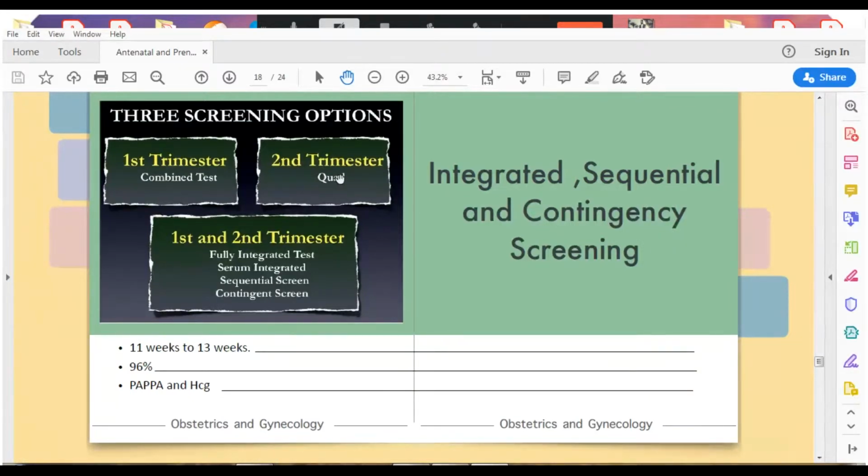So in the second trimester, they just opt for checking the alpha fetoprotein, and that's it. That is contingency. So integrated, sequential, contingency. This one is they compare. They wait for the final result in the second trimester. Sequential, the first and the second, they get 2 different results. They take an average. Contingency, they do it only for the first trimester. If it's low, they don't even check in the second trimester.